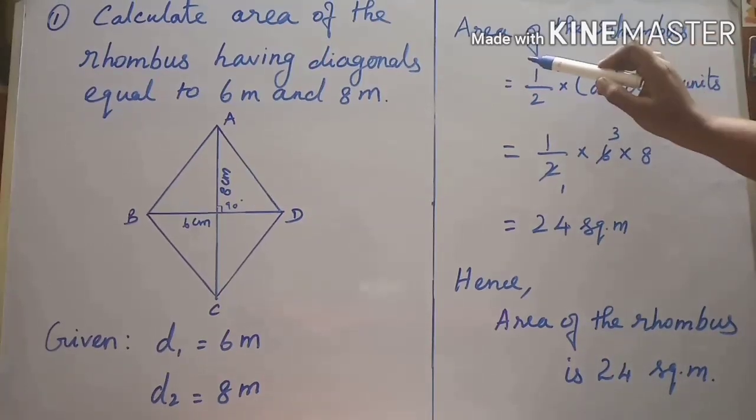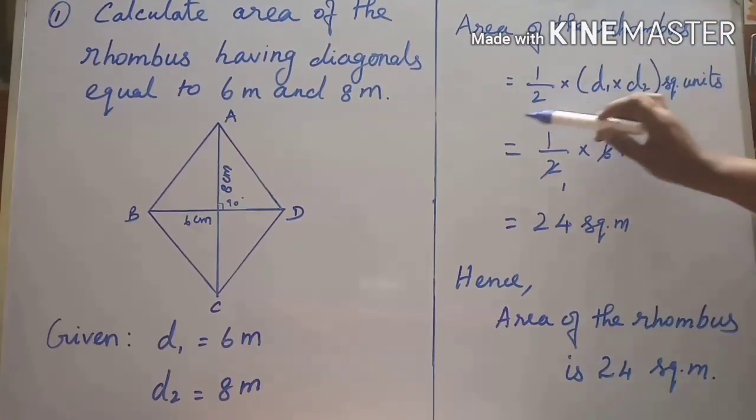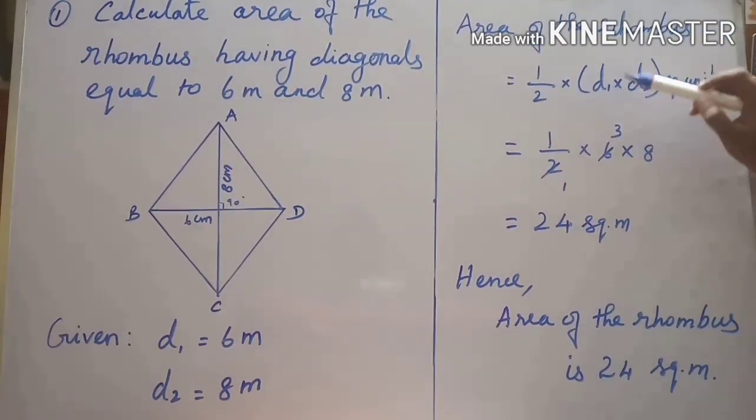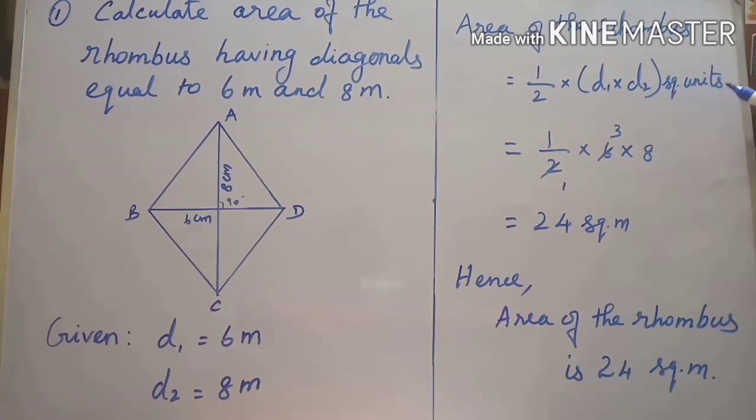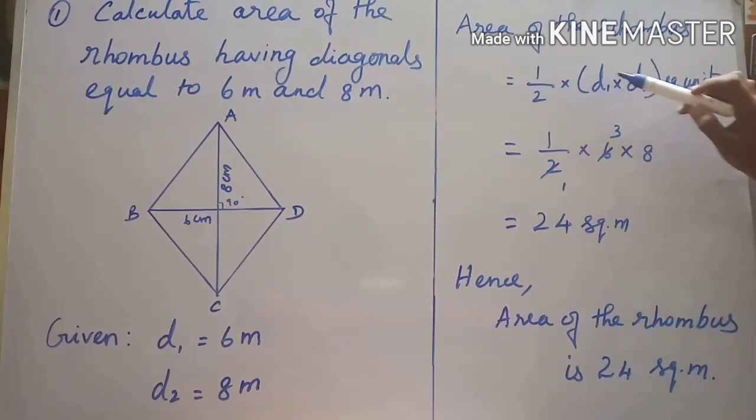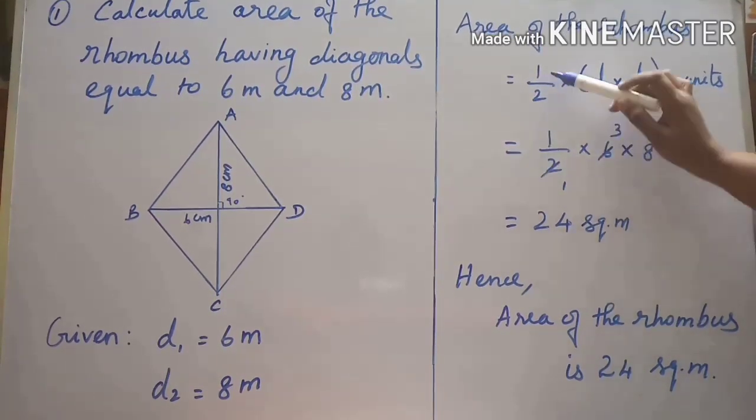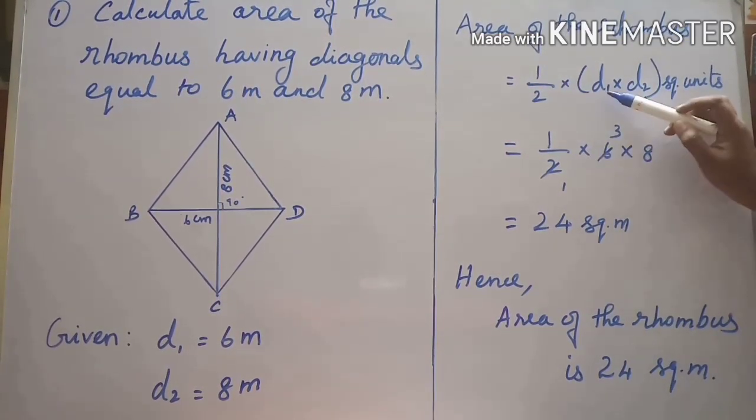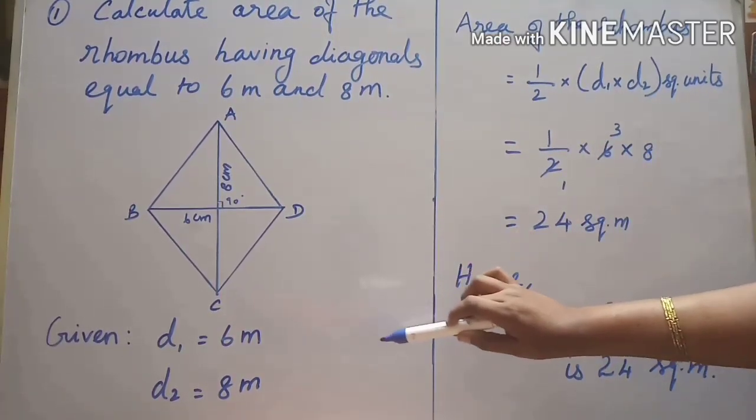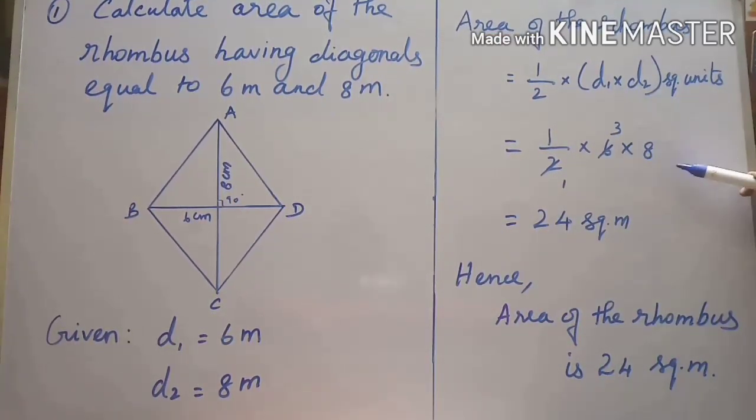Now what is the formula? To find the area of a rhombus, it is equal to half into D1 into D2 square units. That is equal to 1 by 2 into, what is the D1 value? D1 is equal to 6 meter. D2 is equal to 8 meter.